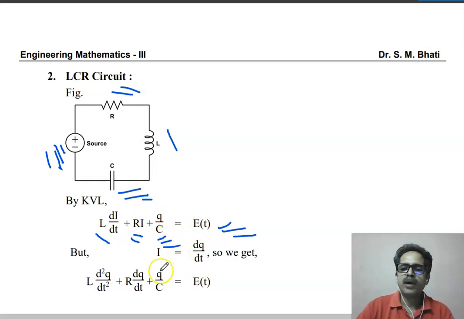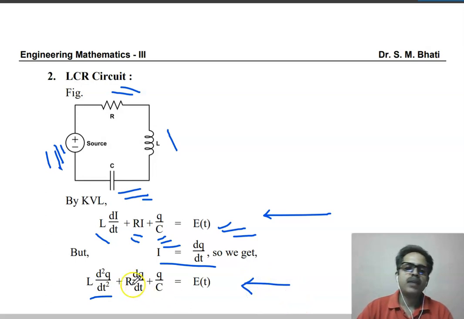So we have to put the value of I. I is a current, it is the rate of flow of charges, that means I is dq by dt. So when you use this in this equation, the first term will become L d by dt of dq by dt, that will give rise L d square q by dt square. Second term directly R, that is R dq by dt. Third term as it is, right hand side as it is. And in this way we have obtained linear differential equation. Here variables are q and t.